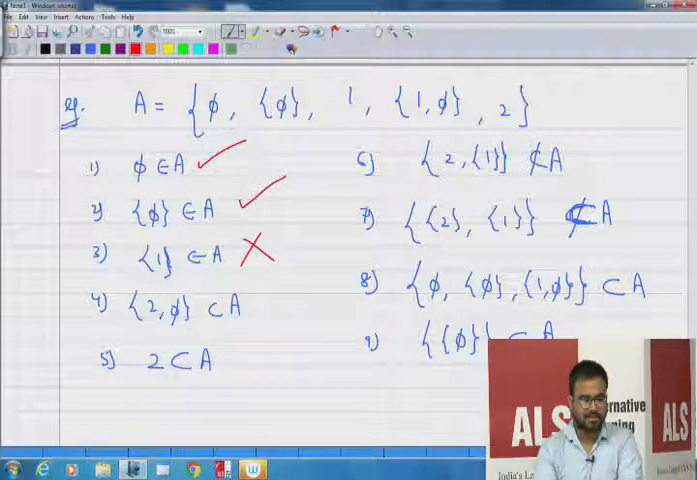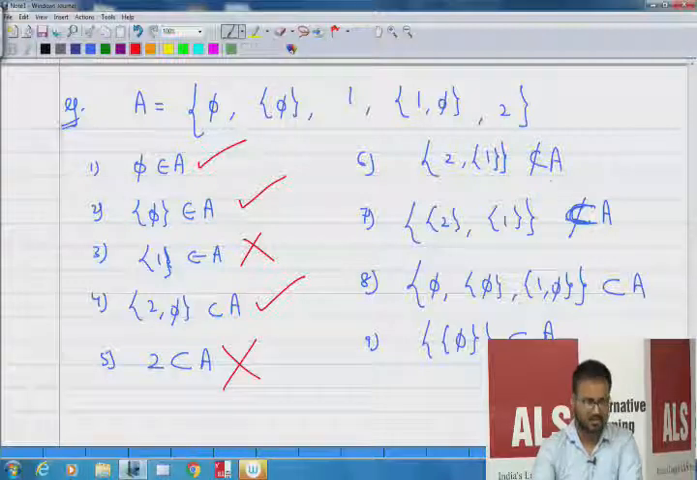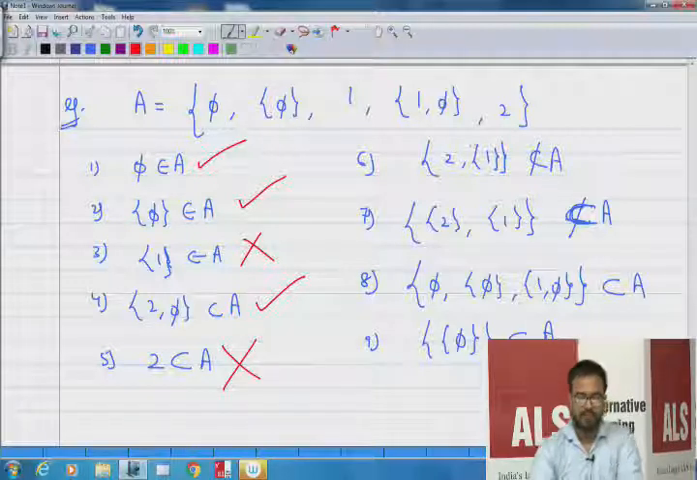Fourth one is a subset. {2, phi} are the subset written with the braces, true. 2 is an element of A, not a subset of A. This one is false. {2, 1} is not a subset, it is already written as an element. So {2, 1}, yes, it is not a subset because we have already placed it.